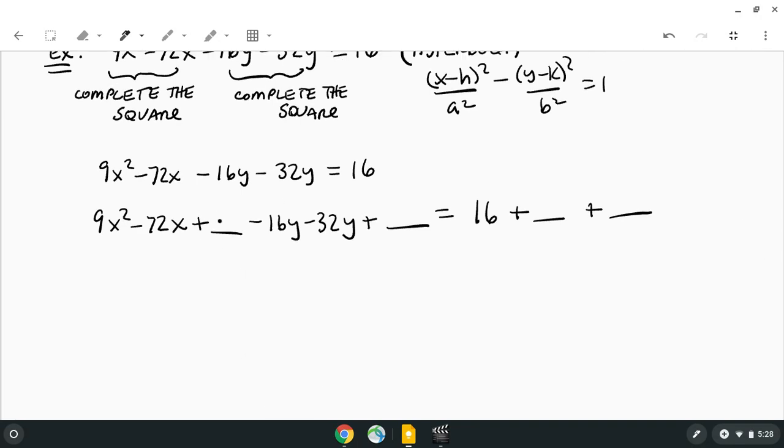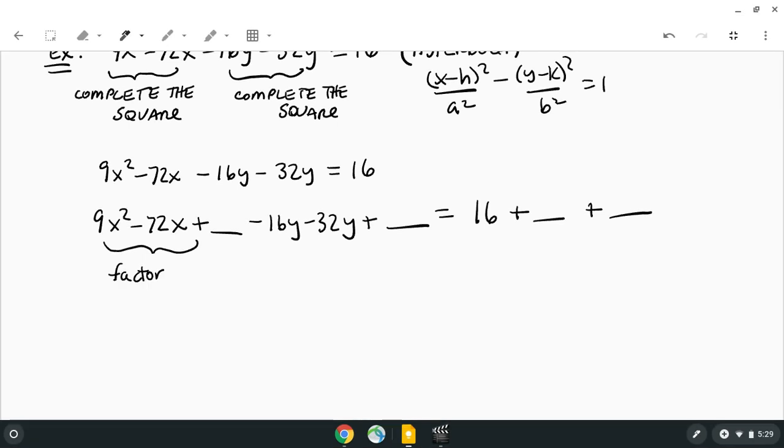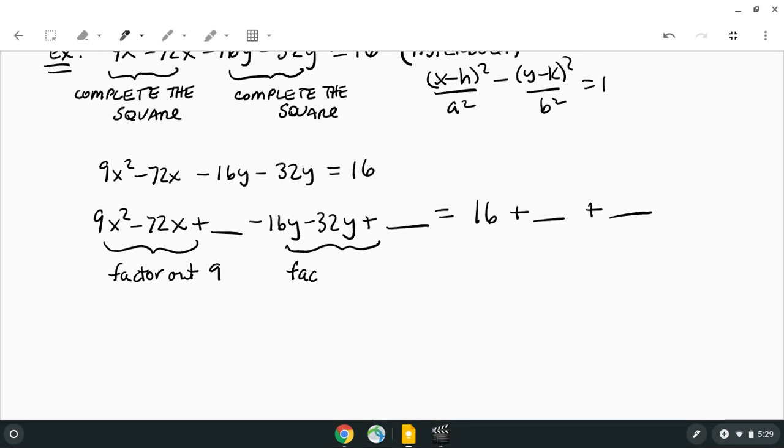Now, before I can start the process, this needs to be 1. Same thing with this, this needs to be a 1. So I need to factor these numbers out. I'm going to start with this one. I'm going to factor out 9, and over here, I'm going to factor out negative 16. That's how you're going to get your 1 for the coefficient.